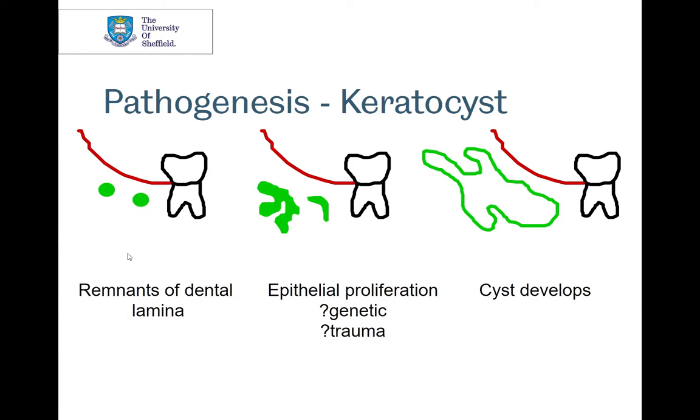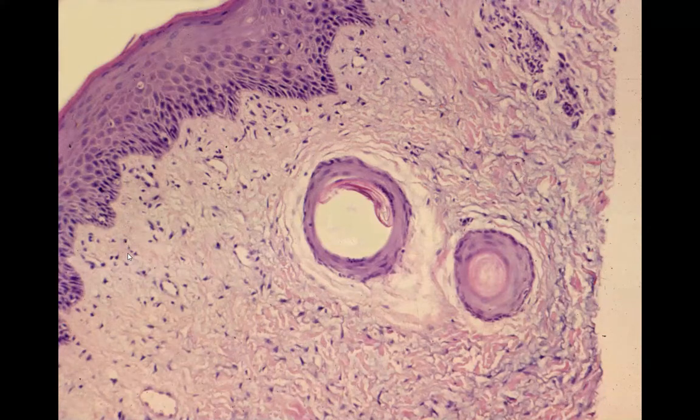We don't very often see it at an early stage at all, but sometimes you get a little hint of it in a biopsy, and this was taken for something completely different. But you can see these little rests underneath the epithelium, and they have this keratinized little ball here, which may have been on its way to developing into an odontogenic keratocyst.